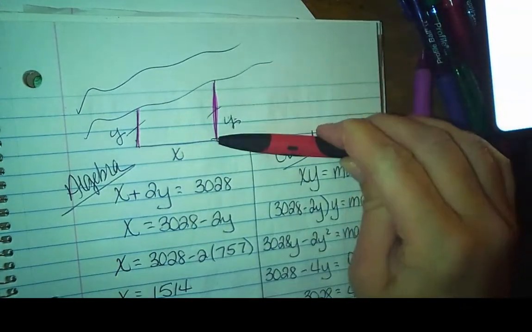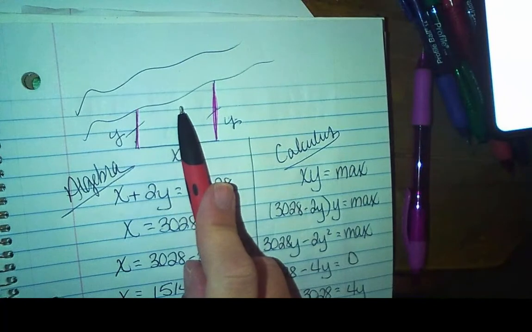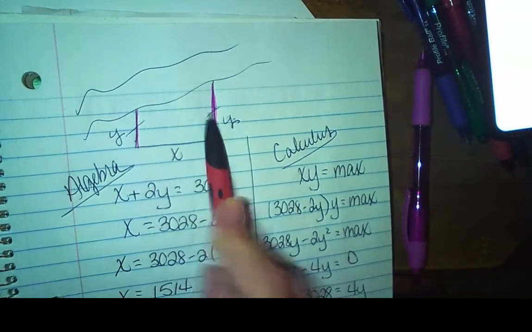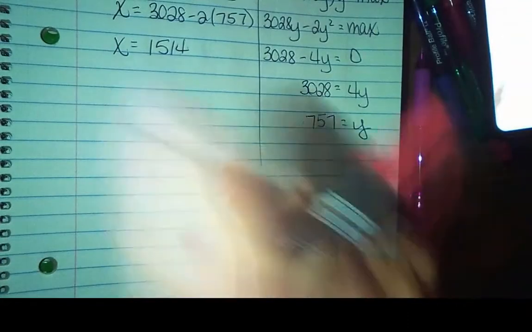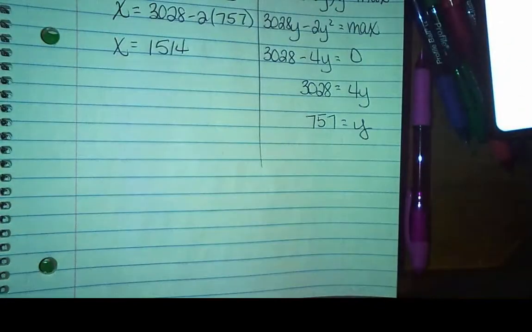And each of these sides, which are not drawn to scale, because remember they're the same, I just drew them badly, is 757 yards. All right, so let's try one more. And we have enclosing an area again.